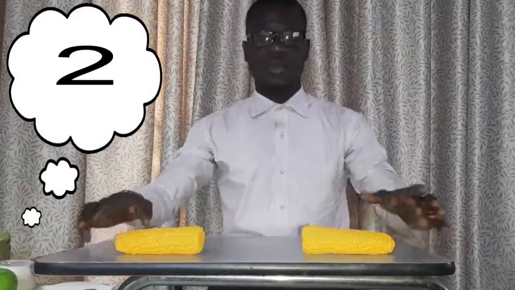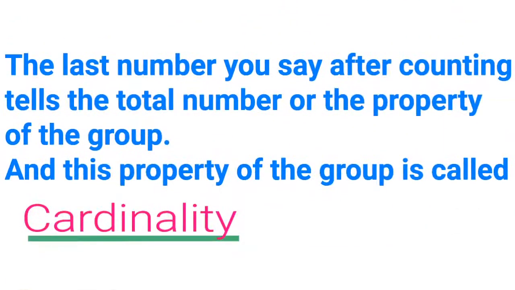Look at these maize on the table. How many maize can you see? 2. Very good. So let's count it again. It is 1, 2. The last number that we said was 2, which means the 2 describes the property of maize that are on the table. And in numeracy, we call that term cardinality.